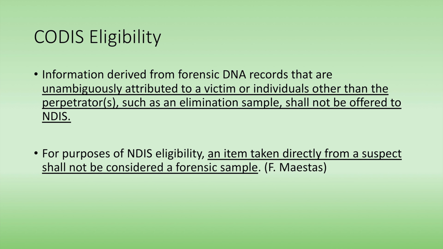And then finally, I'll describe what is a putative perpetrator. We're talking about an individual who is suspected of committing the crime. Items that are taken directly off of a suspect cannot be entered as a forensic unknown.